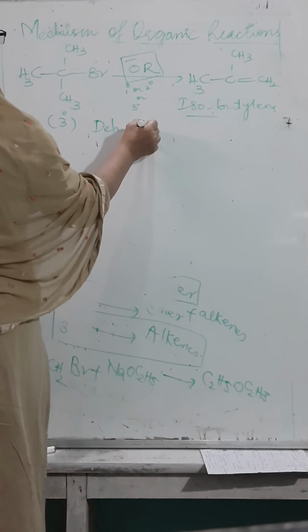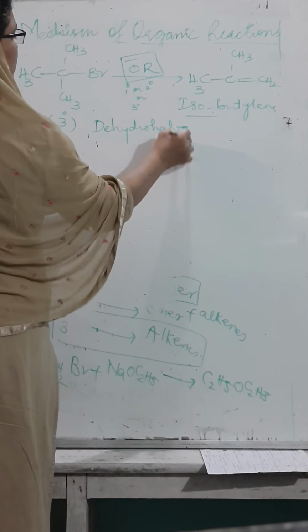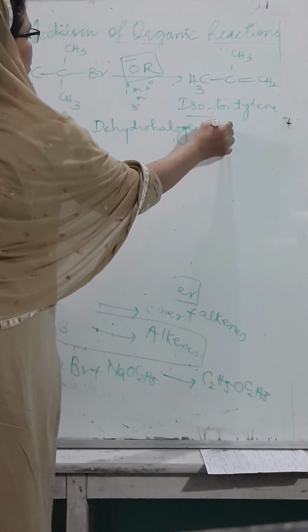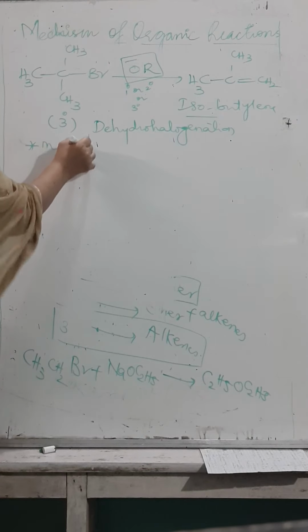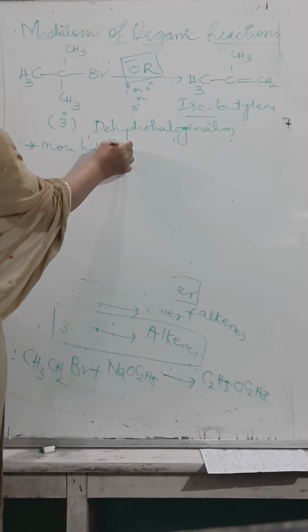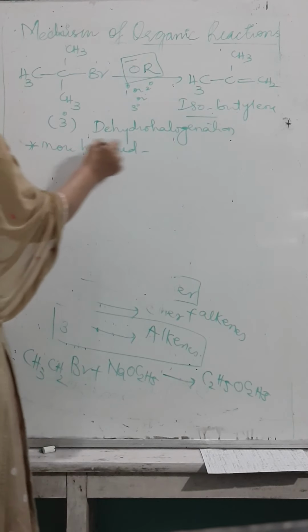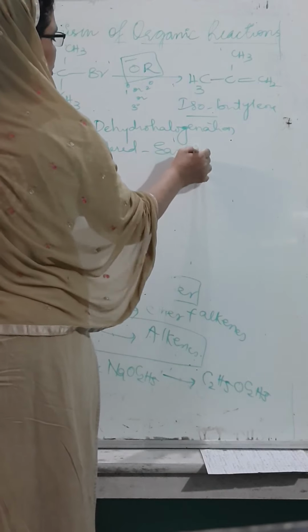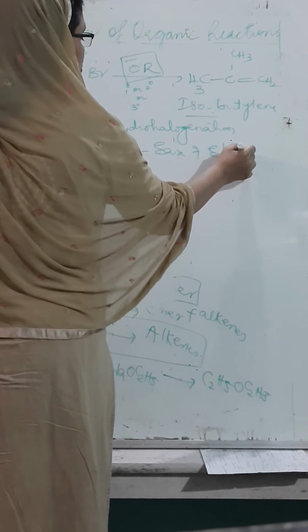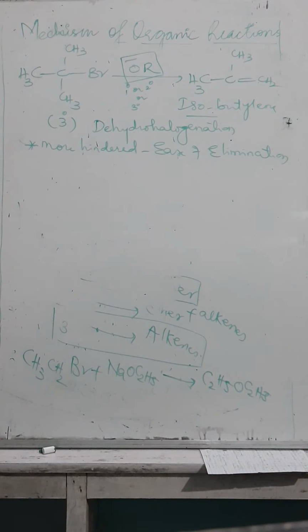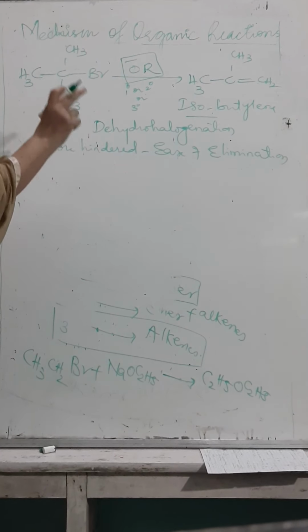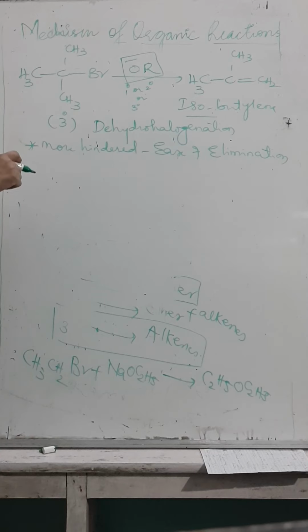dehydrohalogenation. Here is one more key point you need to remember: the more hindered the molecule, the easier the elimination. More hindered, ease of elimination. Less hindered, ease of addition.